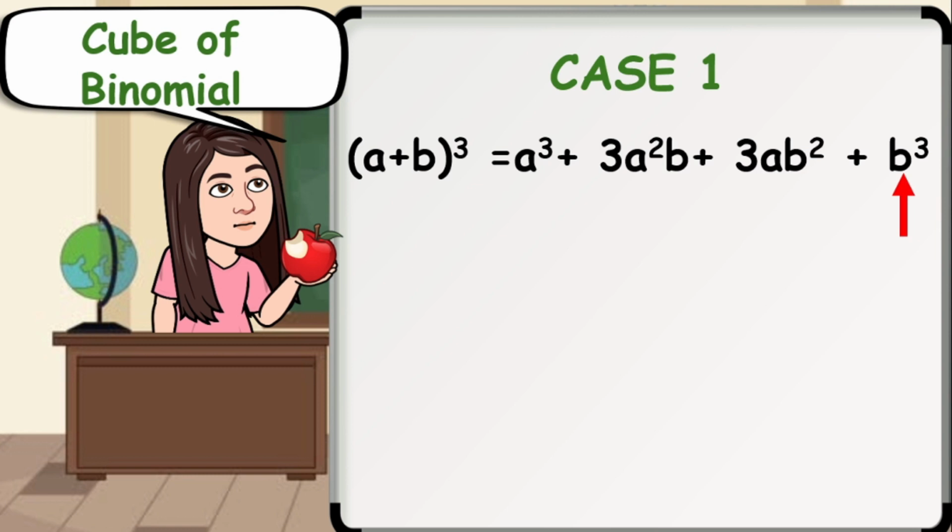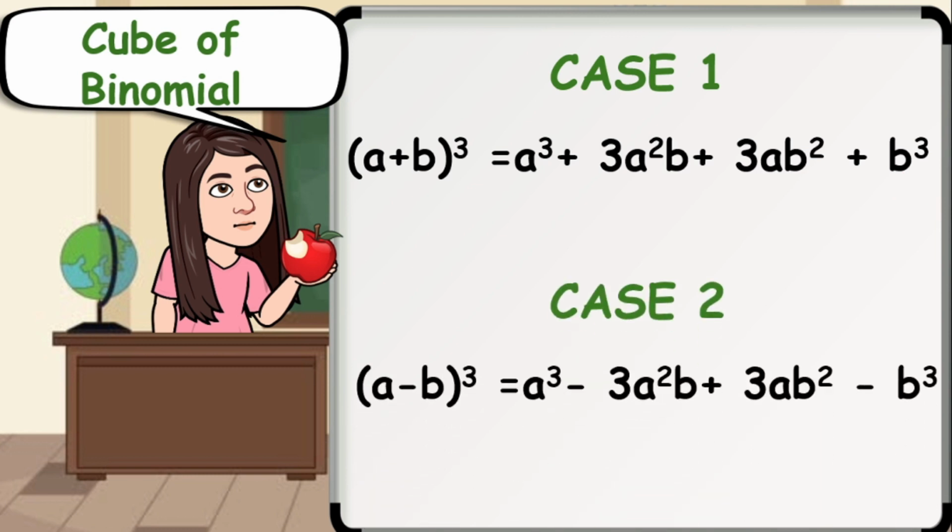How about if we encounter a binomial with this case? Let's say we have the cube of binomial a minus b. What we need to do is, number 1, cube the first term. Number 2, minus 3 times the square of the first term times the second term. Number 3, plus 3 times the first term times the square of the second term. And number 4, minus the cube of the second term.